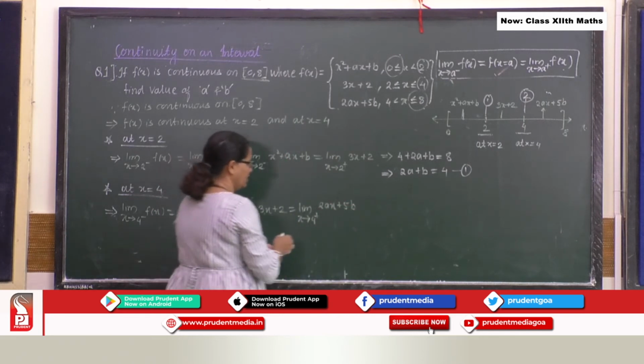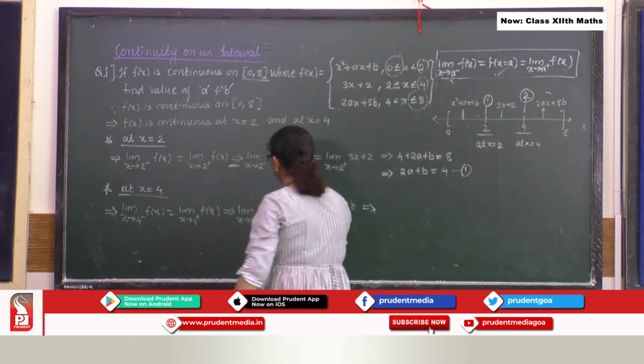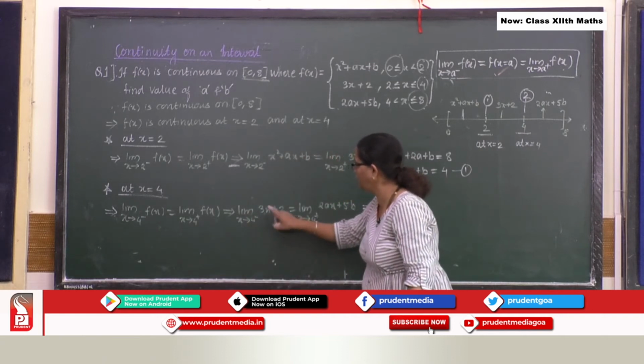So let's proceed further. It's a very simple limit. So just substitute x equal to 4 here.